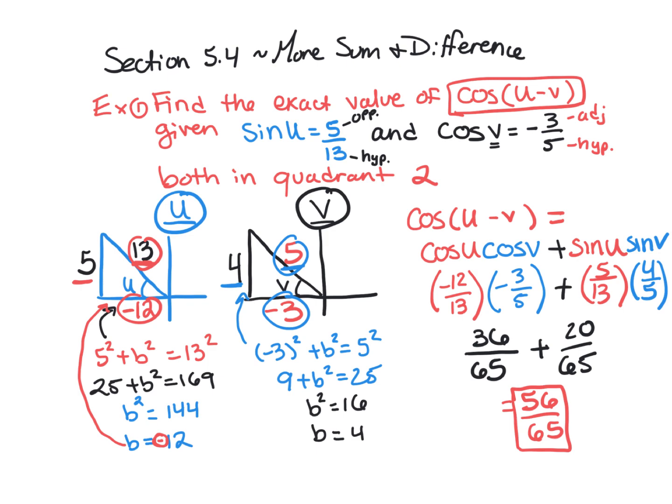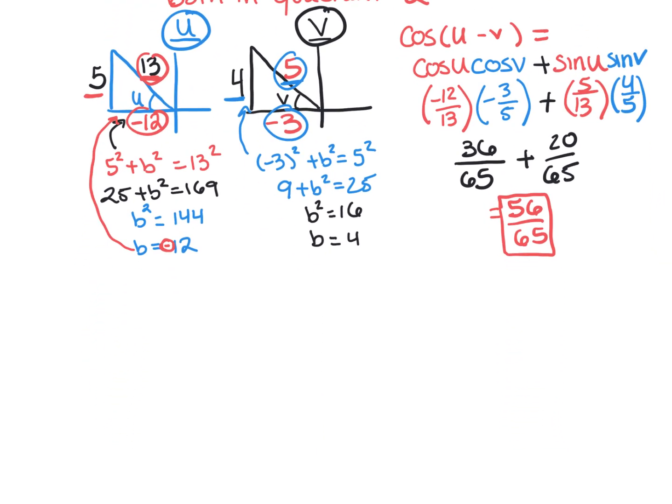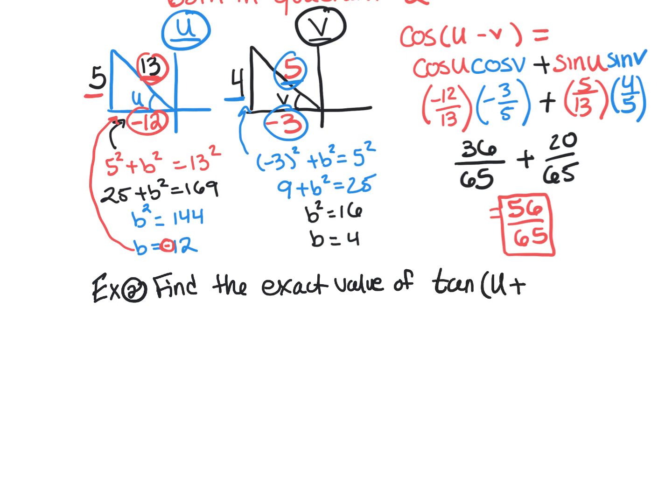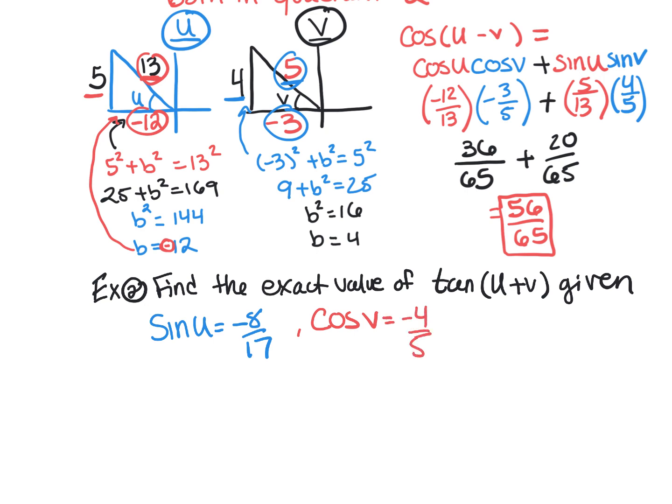Alright, let's do one more example, but with a tangent. So example 2, we want to again find the exact value of tangent of u plus v, given sine of u is negative 8 over 17. Cosine of v is negative 4 over 5. And both of these angles are in quadrant 3.